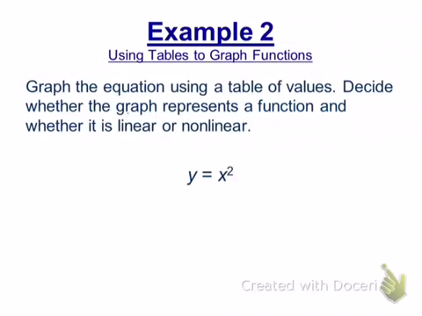This says graph the equation using a table of values. Okay, we can do that. Decide whether the graph represents a function and whether it is linear or nonlinear. Now, what do you think? Non-linear. Why is it nonlinear? Because 6 times 6 is 36, but so is negative 6 times negative 6. It's also 36. That is brilliant, right?